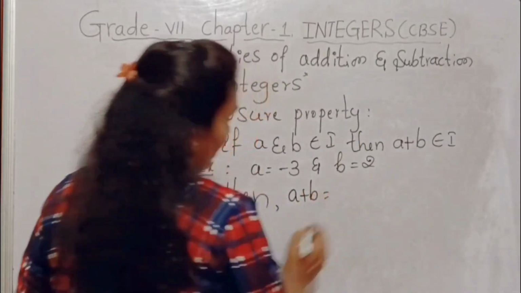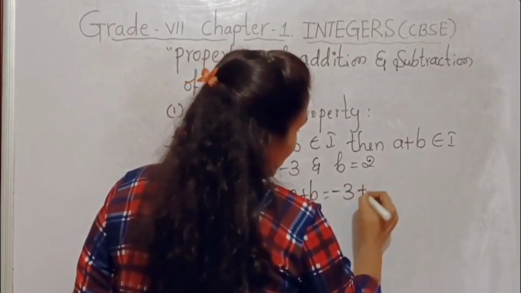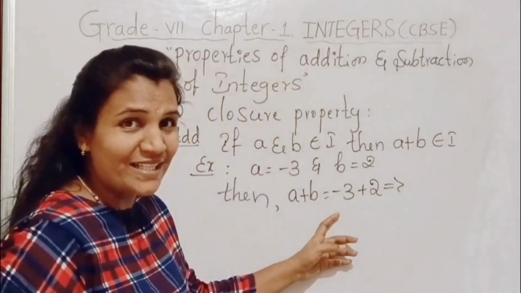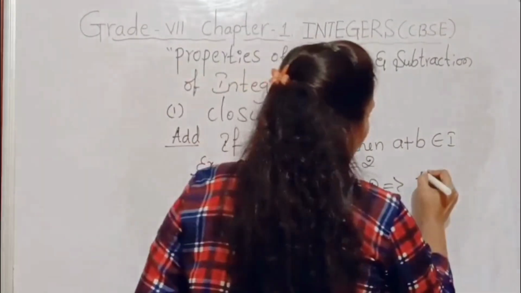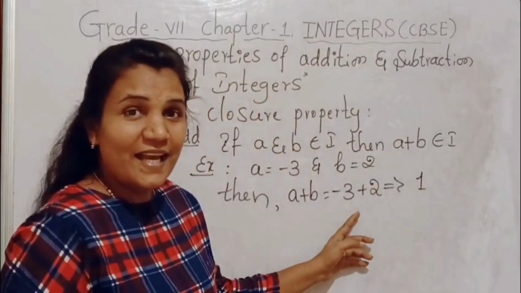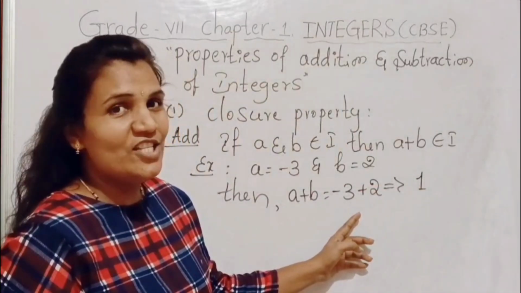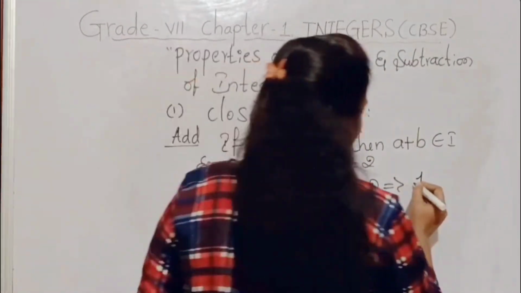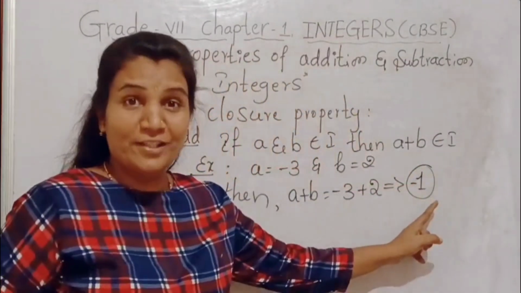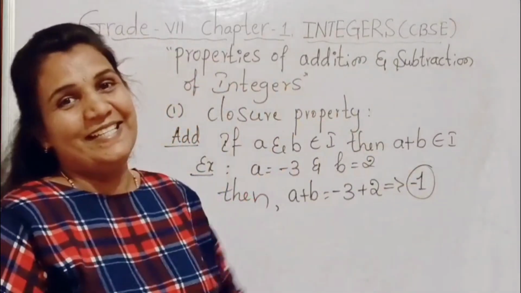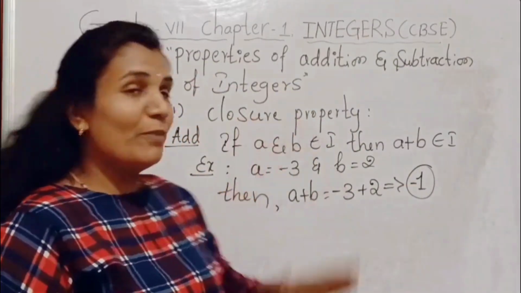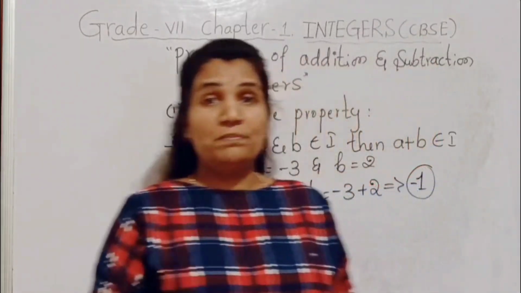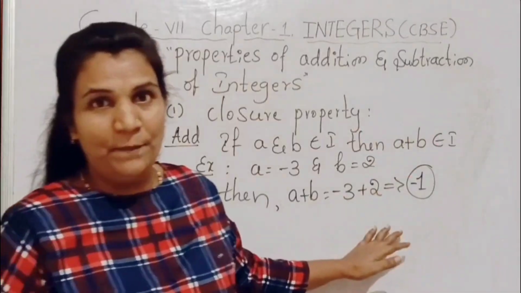A plus b means minus 3 plus 2, which implies minus into plus. The operation is subtraction: 3 minus 2 is 1, and the sign should be that of the greater integer, that is 3. The 3 is the bigger number, which has the minus sign. So we get minus 1, which is also an integer. Here, the closure property of addition tells us that if a and b are any two integers, then a plus b is also an integer. It holds good.